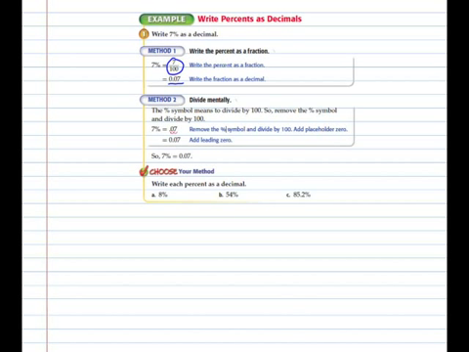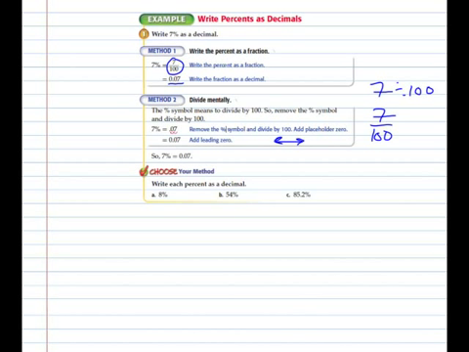The percent symbol means to divide by 100. In other words, this is also a numerical expression, meaning 7 divided by 100. So if we want to skip the fraction step, we can simply divide 7 by 100, which means moving our decimal point 2 places. Actually, it's 2 places to the left. So 7% becomes 0.07, or 7 hundredths.